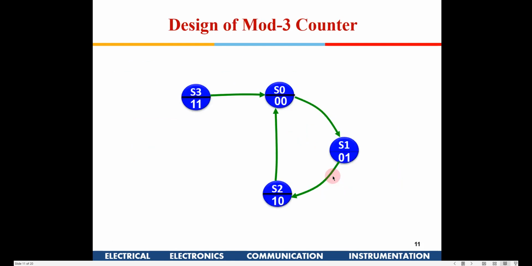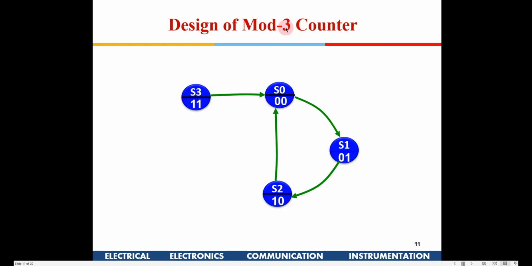Okay. Now, like I said, I can design a mod 3 counter. When I say a mod 3 counter, it doesn't mean it will count till 3. It means it has got 3 states: 0, 1 and 2. When I say a mod 5 counter, it means it will have 5 unique states. It will not count till 5, it will count from 0 to 4.